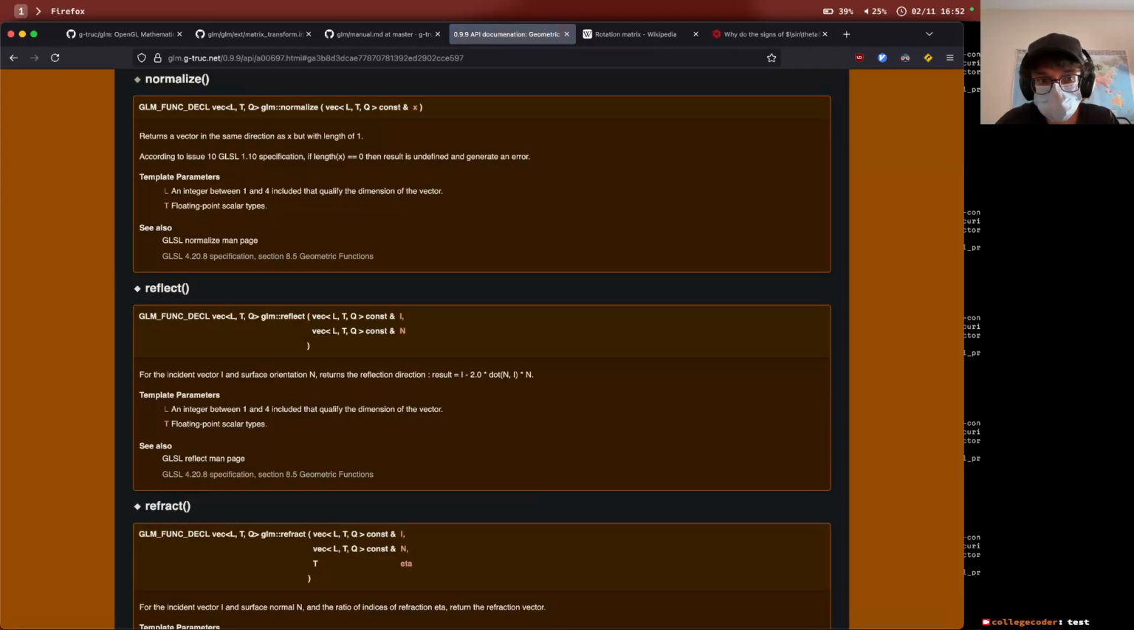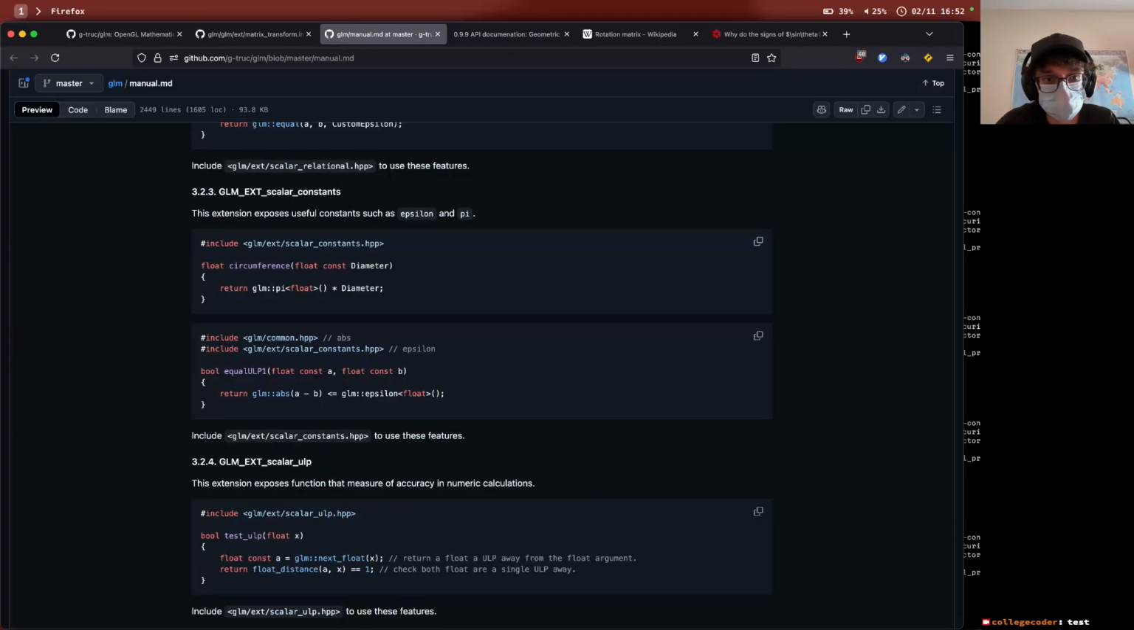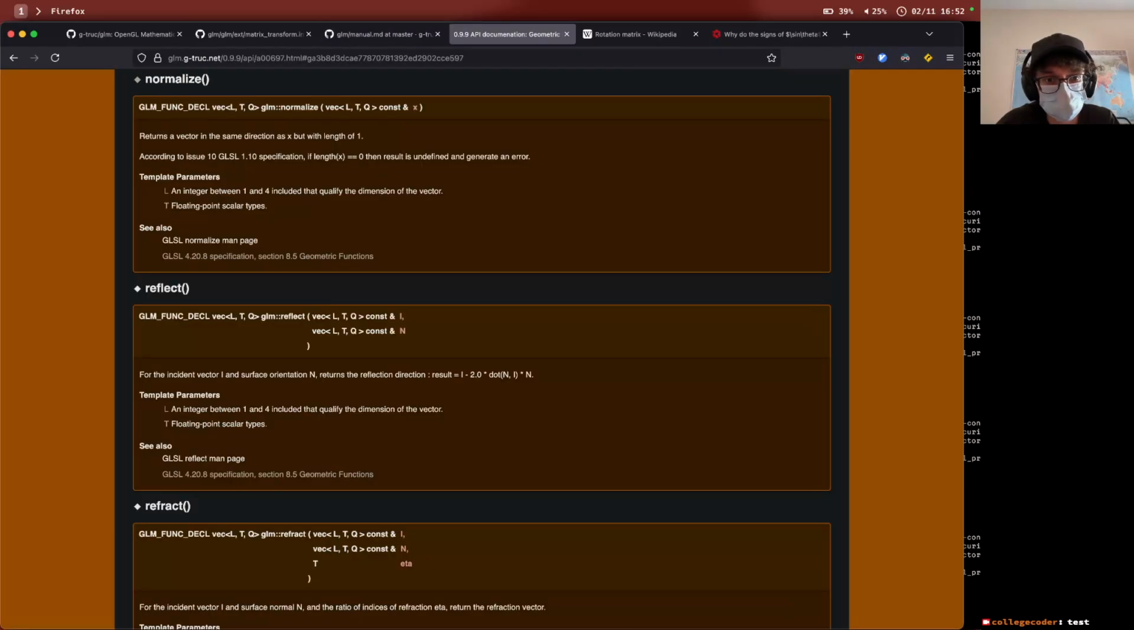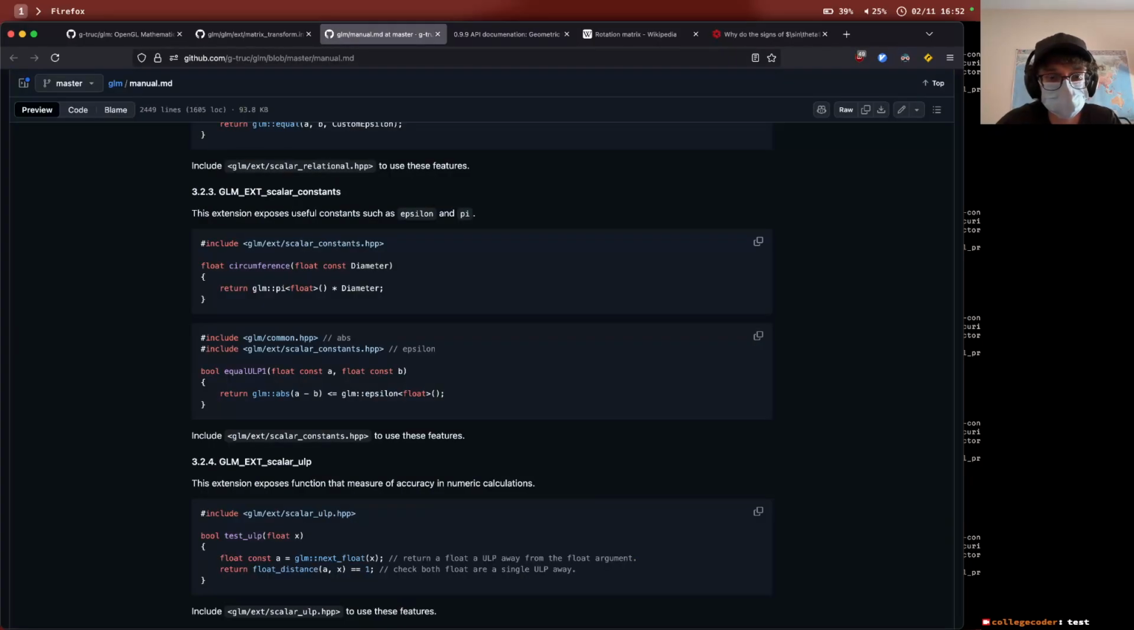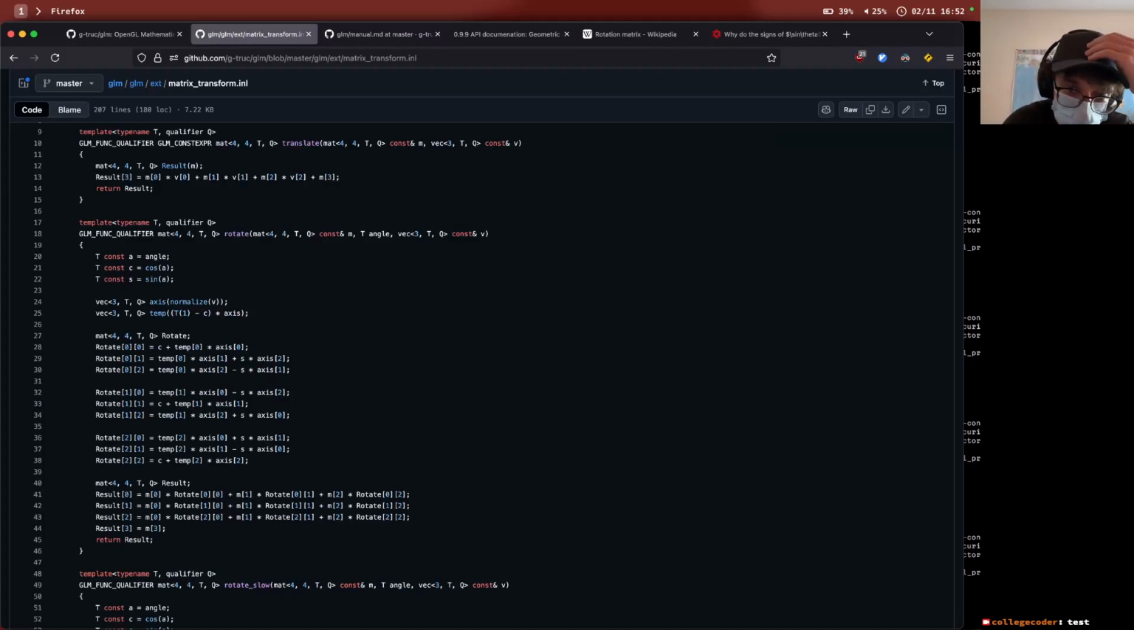Passing it in a vector. Alright, yeah. In the same direction as x, but with length of 1. Sure, so you get the vector, and yeah, that's about it. You get the rotation matrix.